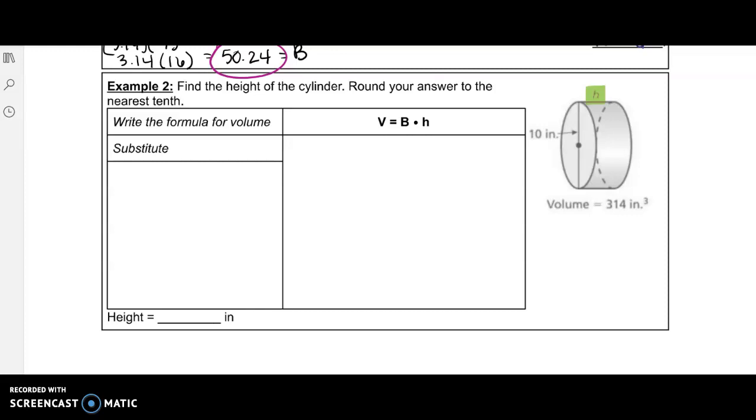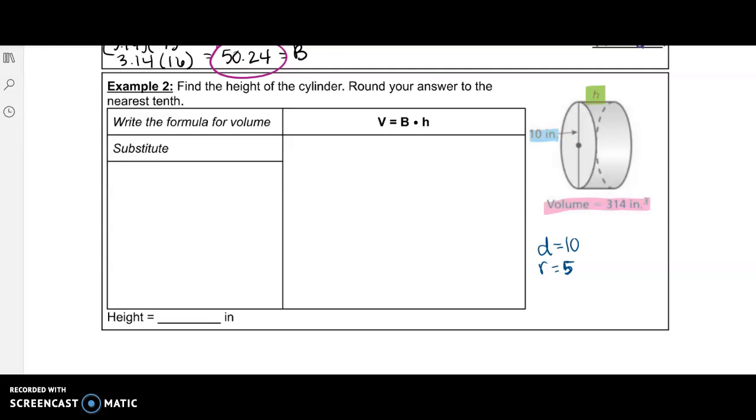And this image is just laying on its side, so our height looks like it's the width, but it's the height. They gave us, though, the volume, and they gave us the diameter. So our diameter is 10, so that means that our radius is 5. And so now we are going to sub in to our equation.